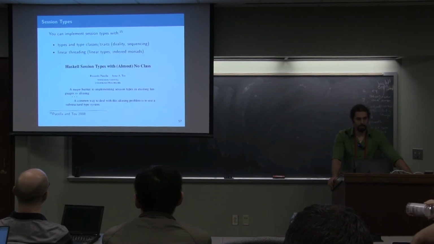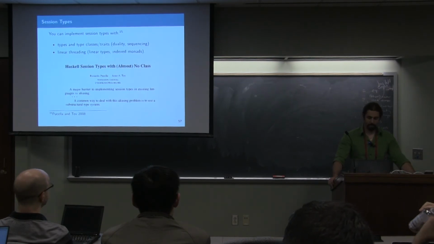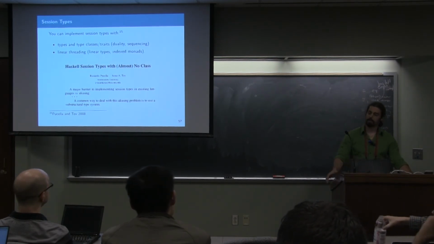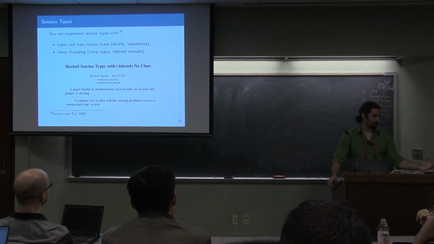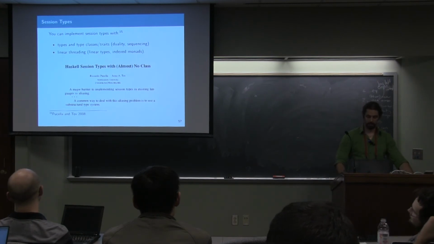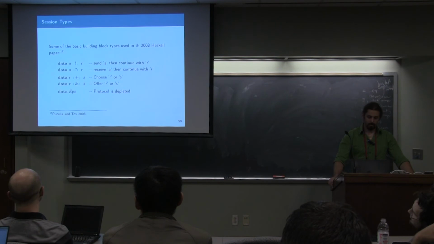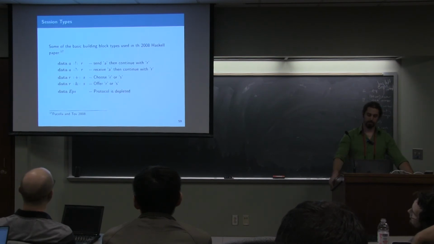There was a 2008 paper on Haskell session types, and I guess this was before the linear Haskell that Ryan described came out. So they actually ended up using indexed monads instead of substructural types to do the linear threading they needed. But presumably, if they were doing it again today, they would use linear Haskell. Also, recently, there has been a session type implementation for Rust, so these are quite interesting if you want to take a look. And here's some of the syntax from the 2008 Haskell paper.